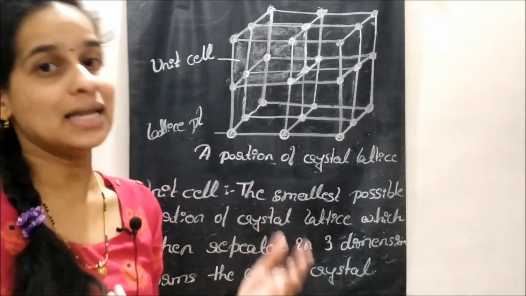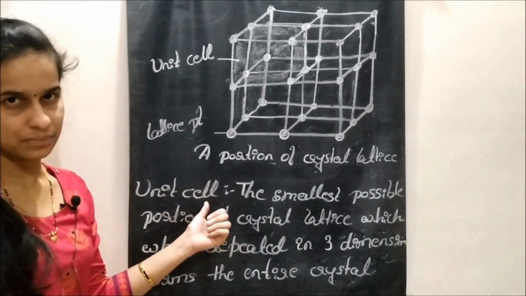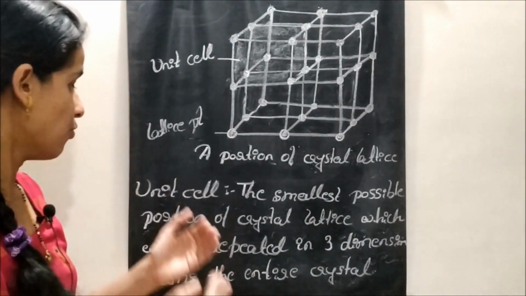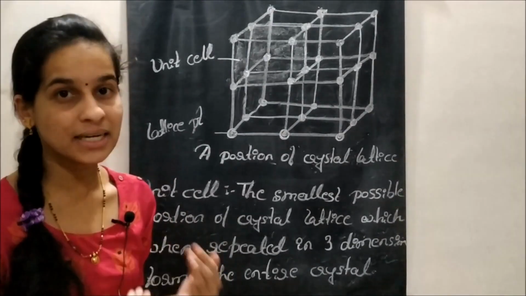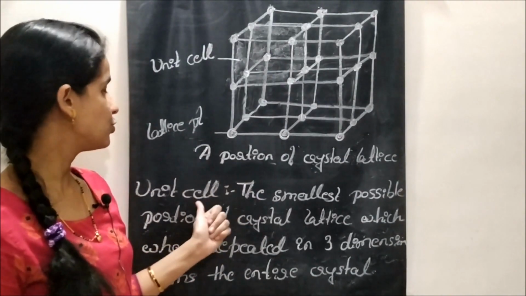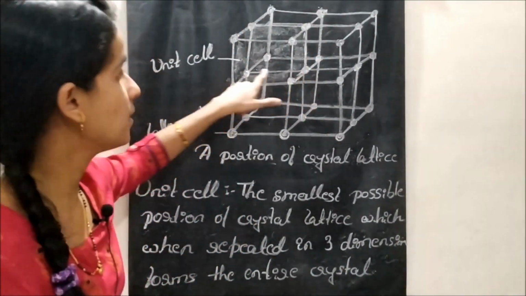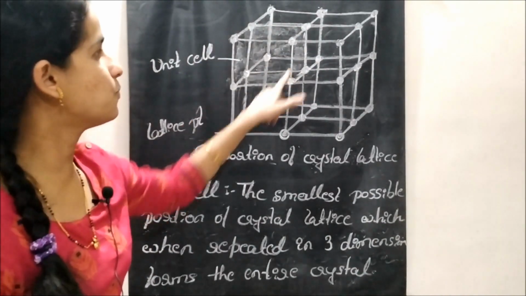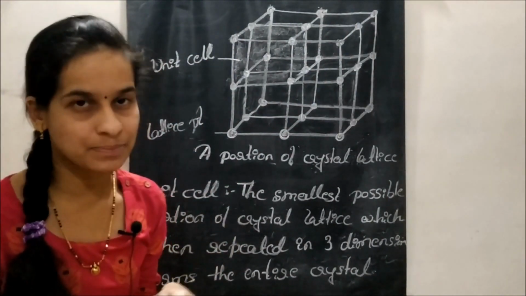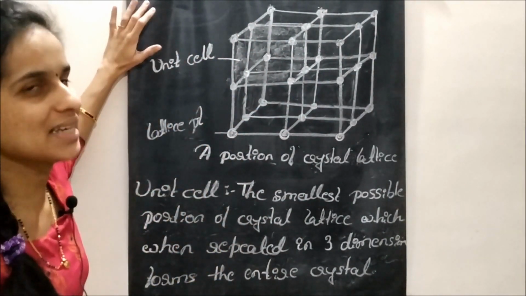So next, there is another terminology, that is a unit cell. The smallest possible portion of a crystal lattice, which when repeated in three dimensions forms the entire crystal, is called unit cell. So in this diagram, when we repeat this portion in all the directions, we get the entire crystal, and it is the smallest possible portion of this crystal.